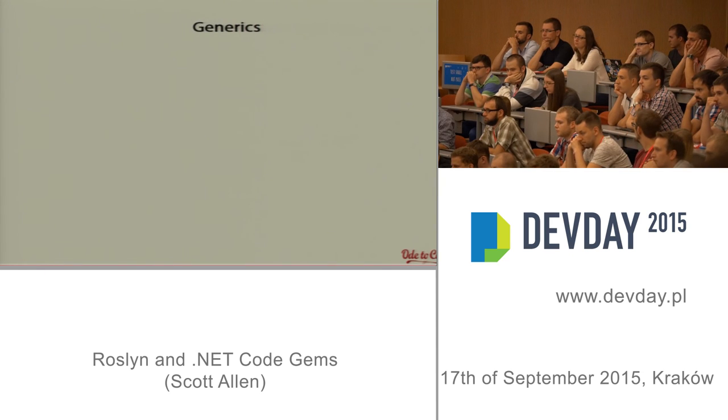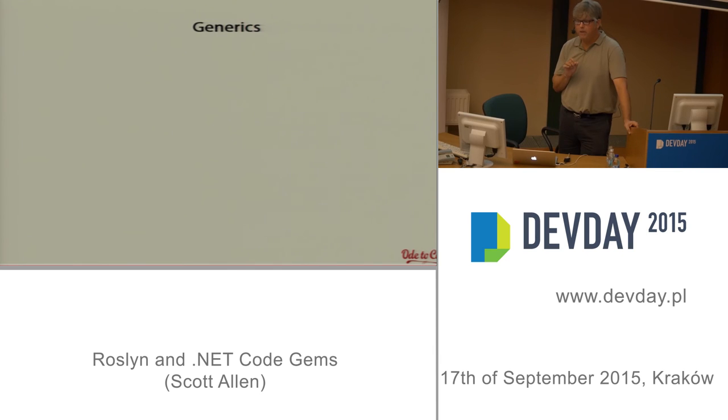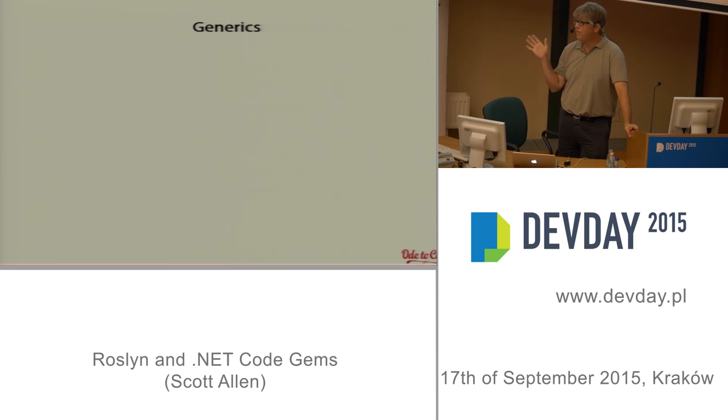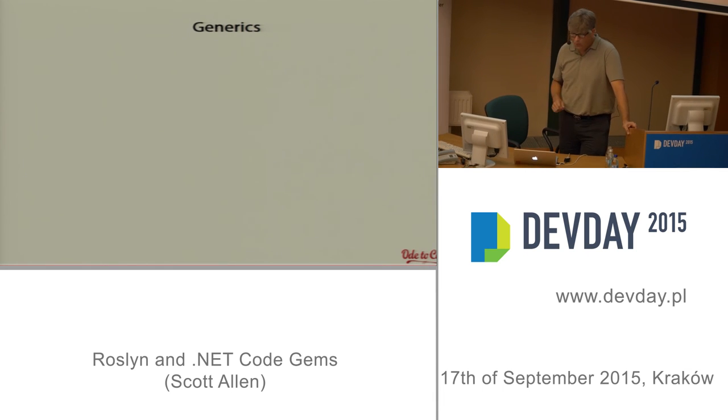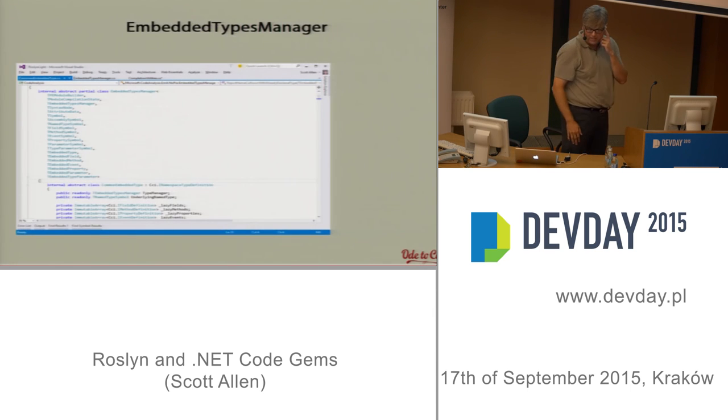So here's a question for you. What is the most number of generic type parameters you've ever put on a class? Has anyone written more than 3 generic type parameters? A couple. More than 10? No. Yeah, I mean, once you get past three, it starts to look a little hairy, right? Well, in the Roslyn source code, we have way more than five. There's a class out there, the embedded types manager. Yeah, that is 21 generic type parameters.